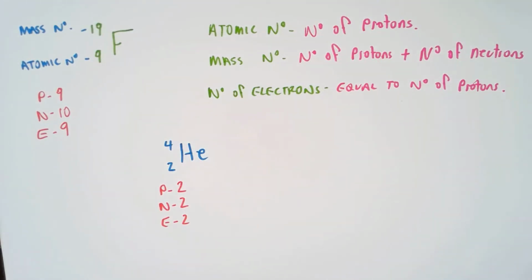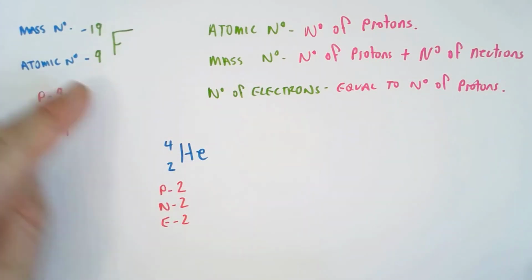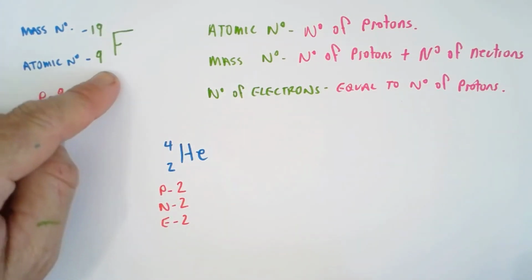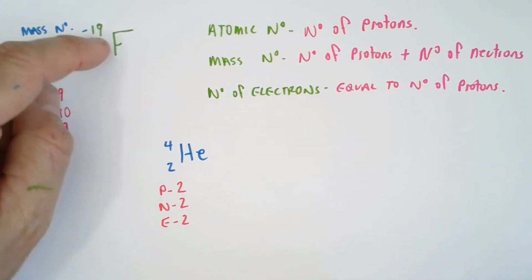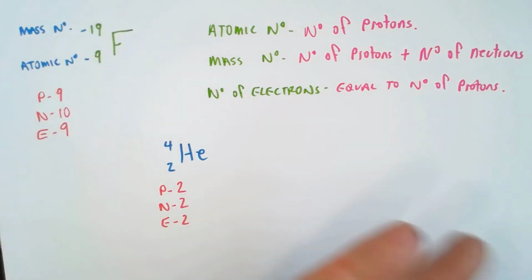And so you can see that fluorine is heavier than helium. It's because fluorine has got a mass of 19, whereas helium only has a mass of 4. But that's how we can calculate the atomic number and the mass number, the number of protons, the number of neutrons, and the number of electrons.